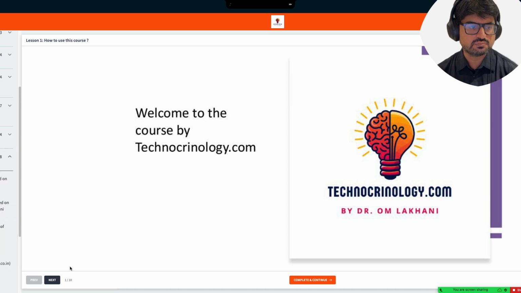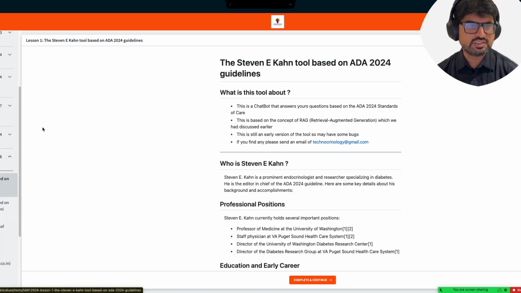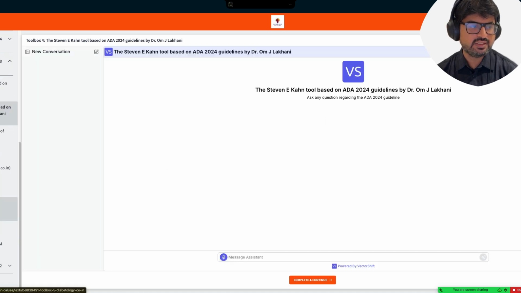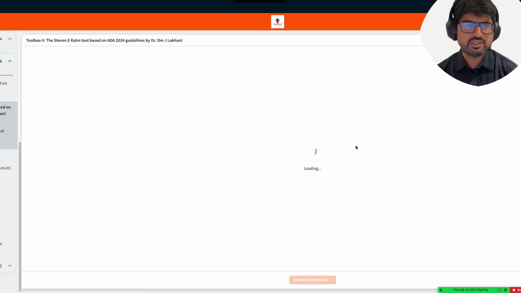So this is the Stephen E. Kahan tool for the ADA 2024 guideline. And then this is the prompt for the diagnosis of retinopathy.